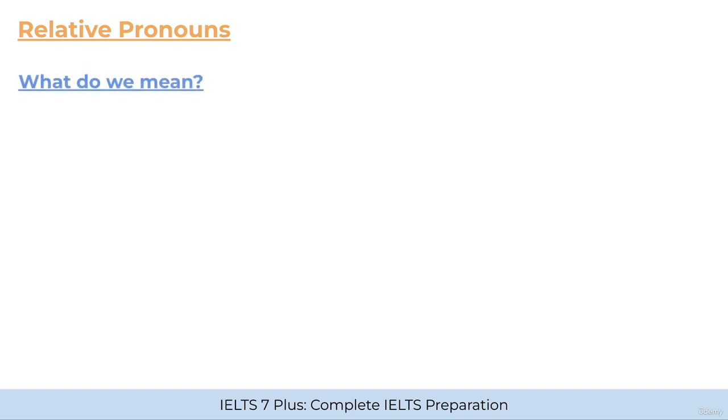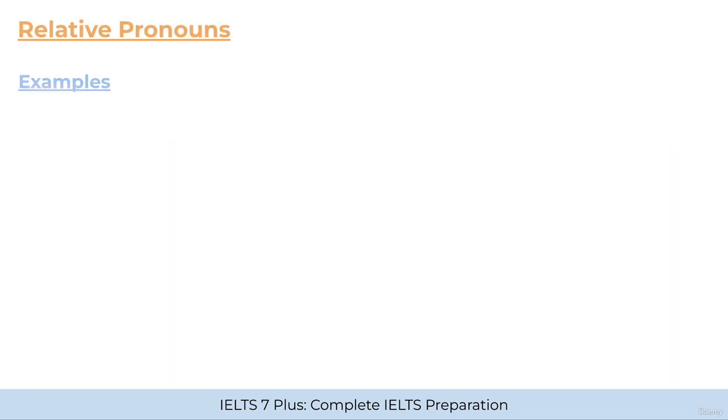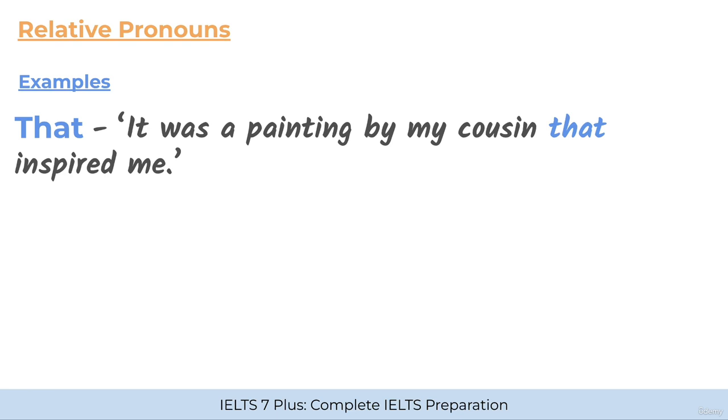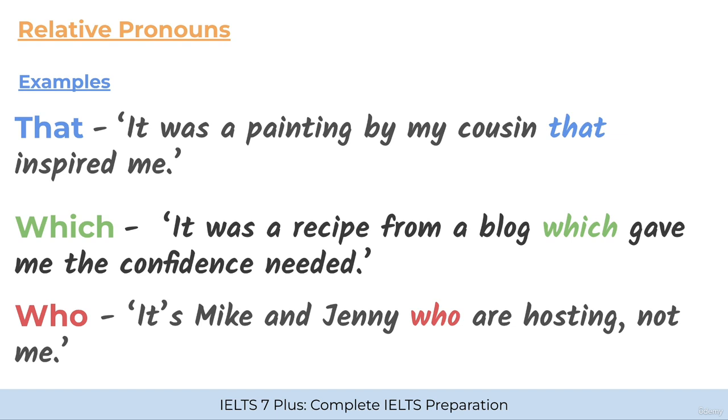I've just said it. That is what we call a relative pronoun, and it's important for cleft sentences because it connects an independent clause and a relative clause together. So we can use various different ones with cleft sentences. Let's have a look. So, of course, we've just talked about it. We can have that. It was a painting by my cousin that inspired me. Another relative pronoun you can have is which. It was a recipe from a blog which gave me the confidence needed. Who as well, you can say it's Mike and Jenny who are hosting, not me.